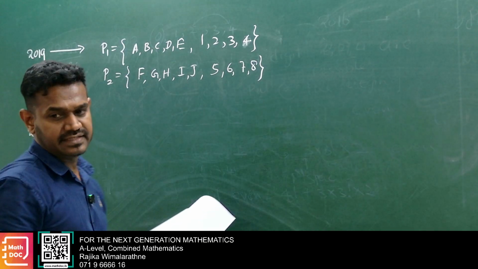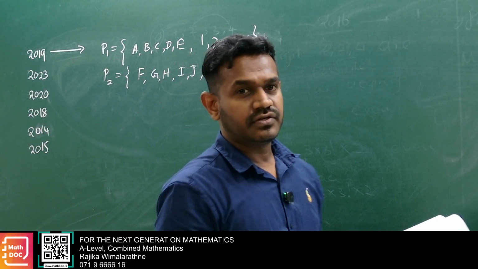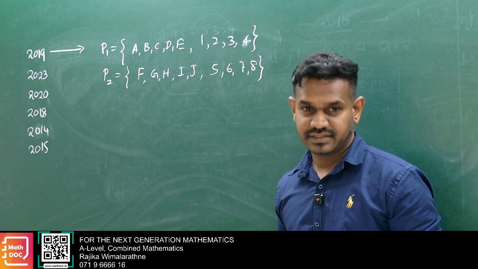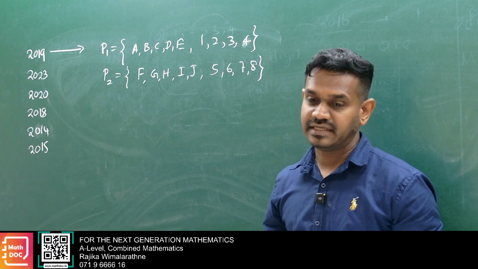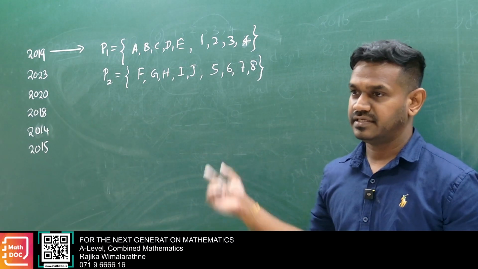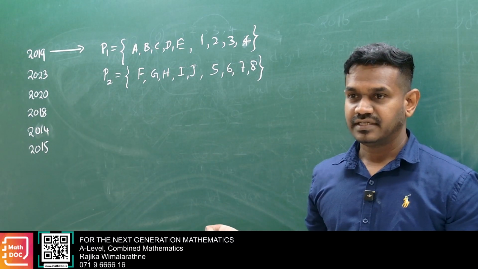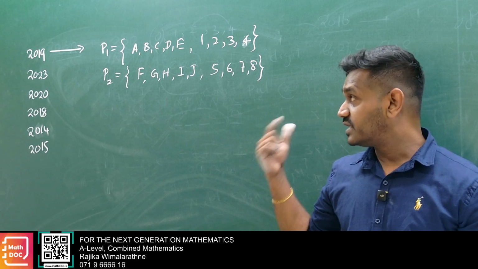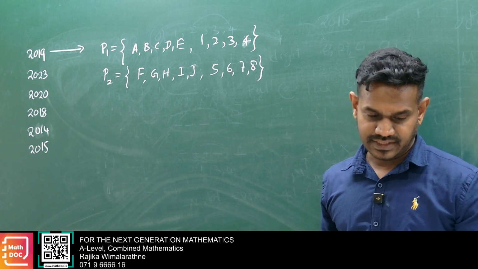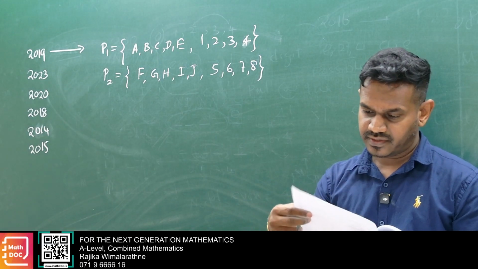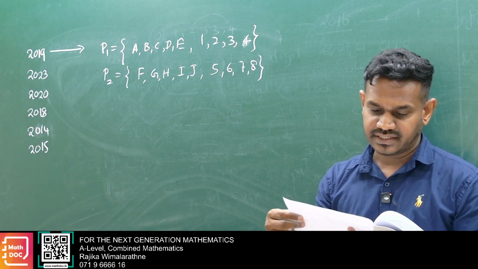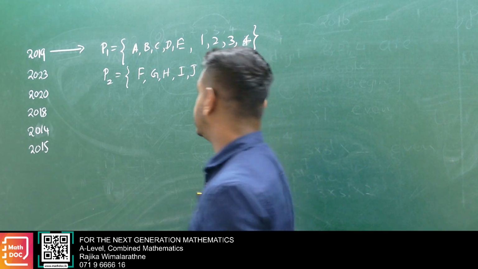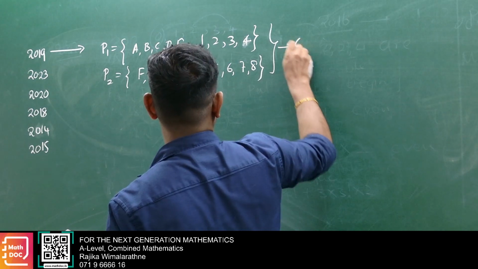Now here there are 2 sets. All letters and digits are distinct. Each set has distinct elements, and when you consider both, all are distinct. Now it is required to form a password consisting of 6 elements. You have to select 6 elements.